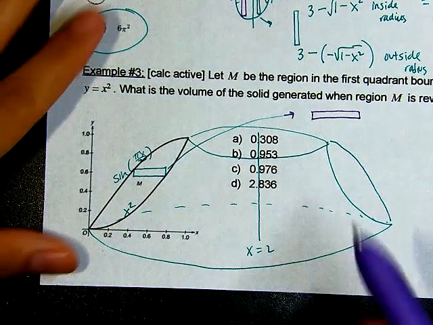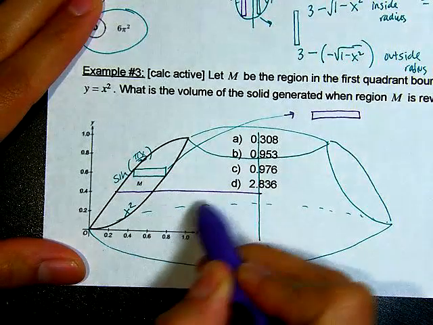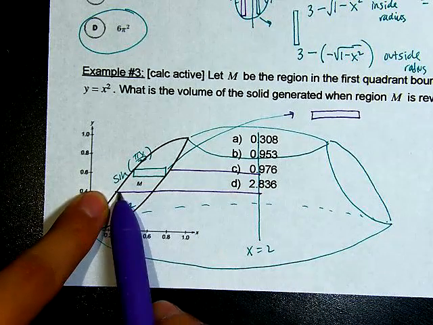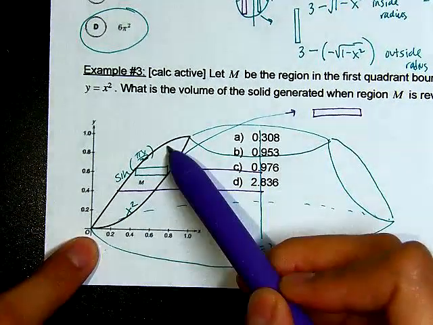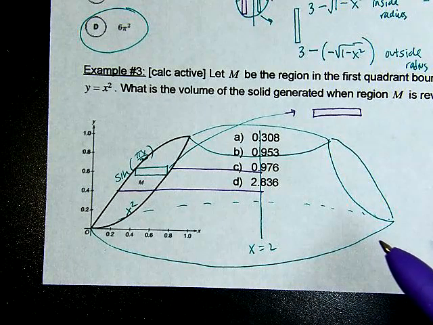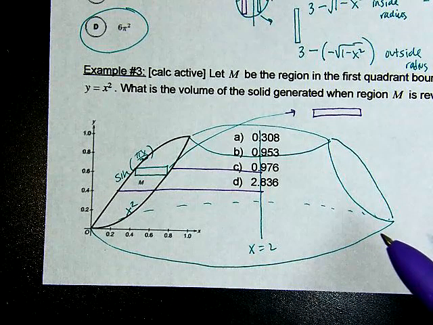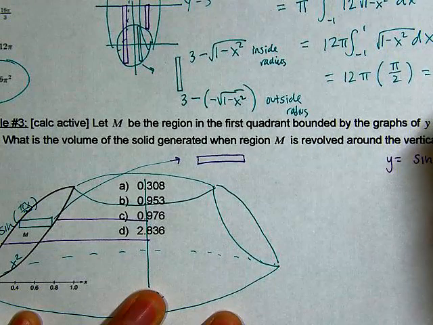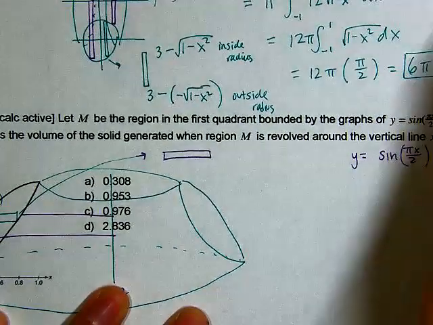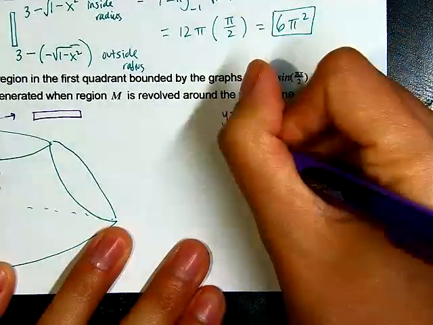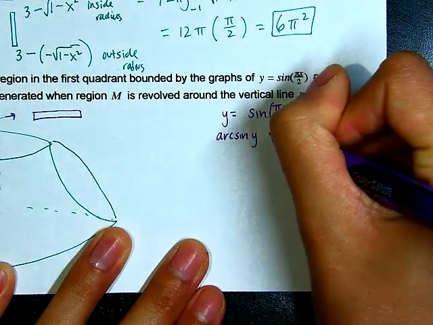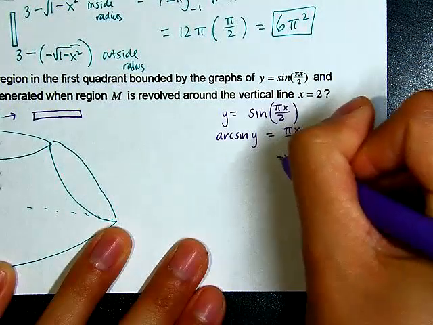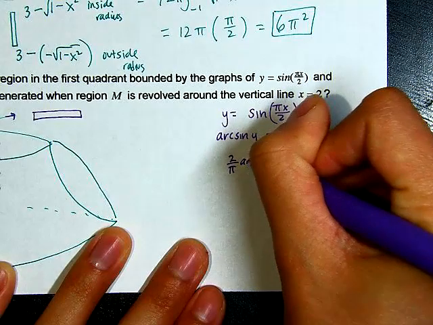Similar to last time, we would take this long radius and subtract away this inside radius. So that's how we would get the outside radius, the inside radius. So now my outside radius is 2 minus this sine curve. However, remember we are needing to solve for x because we're finding the integral with respect to y. Take the arc sine of both sides, and then go ahead and move over that 2 and that pi. So x is equal to 2 over pi arc sine y.